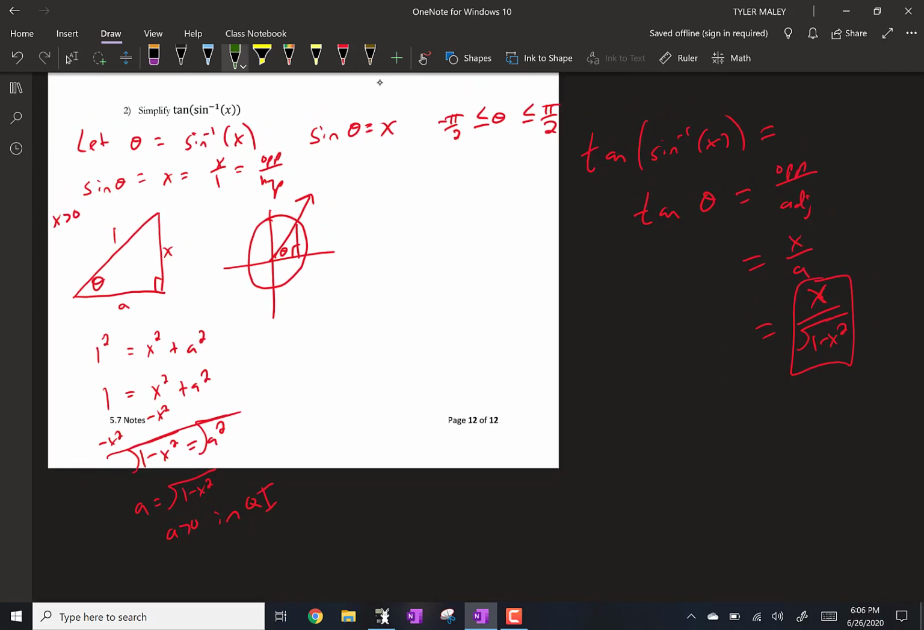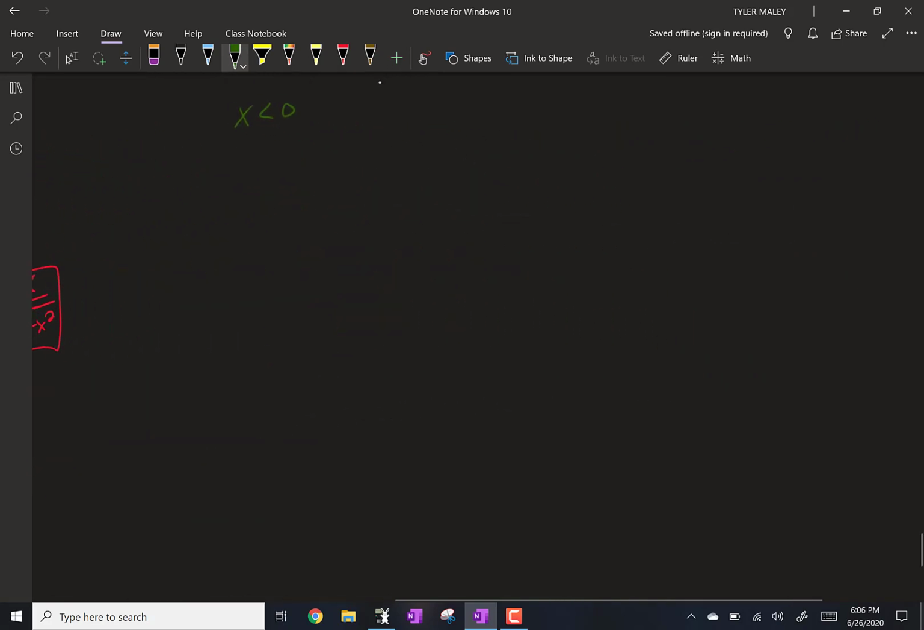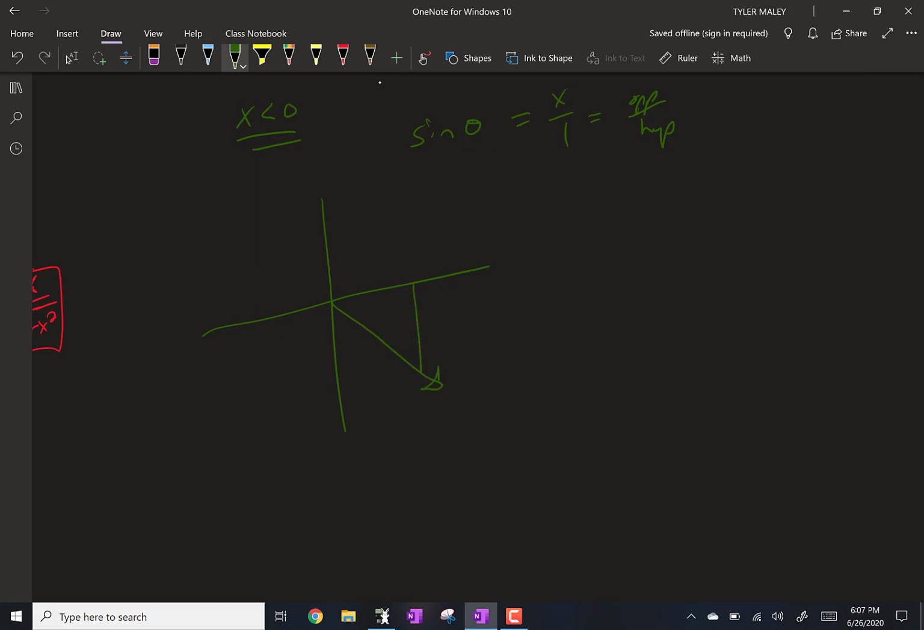So remember, all of this work was assuming that x was positive, right? What if x is negative? What work would we have? So if x is negative, we still have that sine of theta equals x over 1, which is the opposite over the hypotenuse. So in this case, since sine's negative, we would be down here in this quadrant. So here's theta. The opposite would be x, hypotenuse would be 1, and here's a.